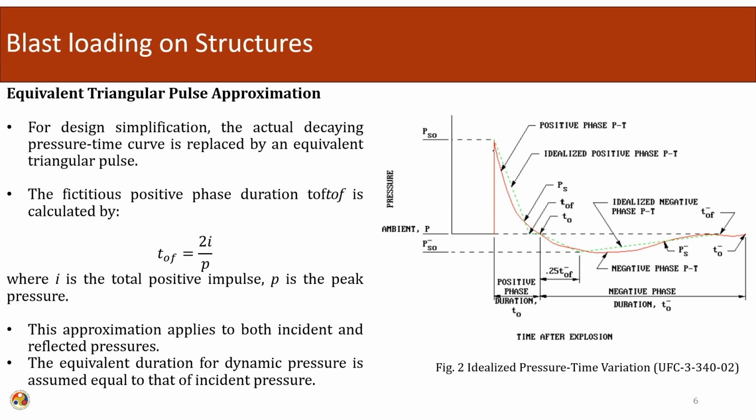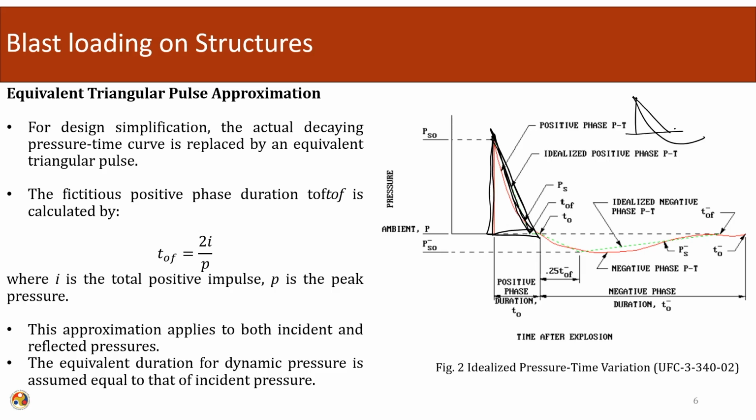Each pressure curve has a decaying type of signature. The red dot denotes the decaying type of signature. In order to design it, we idealize it using a triangular phase. A triangular nature is assumed to idealize this behavior. For design simplification, the actual decaying pressure time curve is replaced by an equivalent triangular pulse. This pressure time curve has a decaying nature like this, and it is replaced by an equivalent triangular phase.